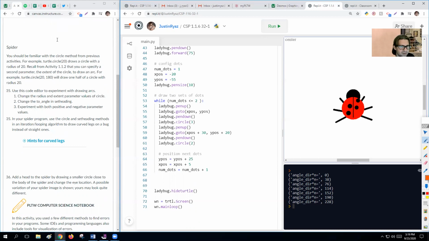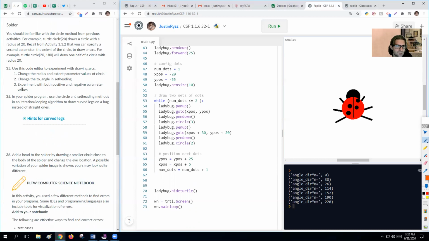So we're going to go back to the spider, and circle 20 draws a circle with a radius of 20. We can recall from 112 that you can specify a second parameter for the extent of the circle, for an arc. So circle 20, 180 will draw half a circle with a radius of 20. We're going to use the code editor here, change the radius and the parameters of the circle, and change it to the angle setting.